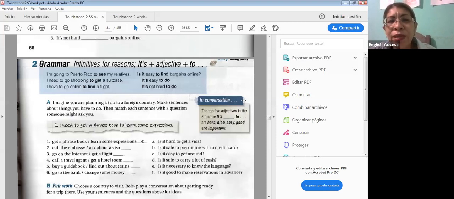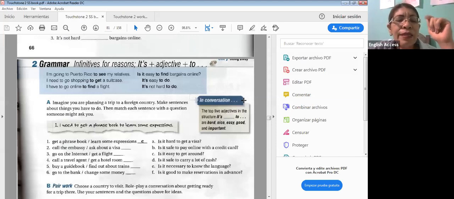Now let's go to exercise A. It says, imagine you are planning a trip to a foreign country. Make sentences about things you have to do. Then match each sentence with a question someone might ask you. So what you're going to do here, first of all, we have two columns. In column number one, the sentences are not complete. First, you're going to complete the sentences.